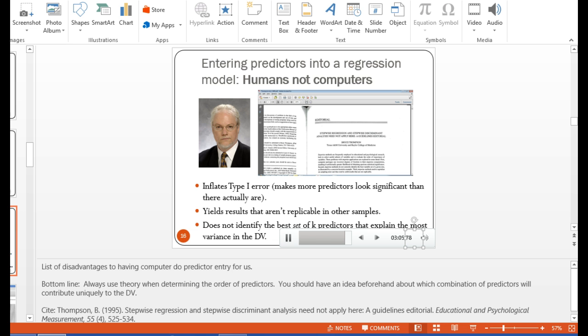This is important, big picture again, because clients may ask you to do these methods in order to find the best set of predictors, and I'm giving you rationale that you can explain to those who don't know why these methods don't work and why it's always better for us to enter the predictors in a sequence that is driven by theory and logic rather than letting the computer do that sequence for us.